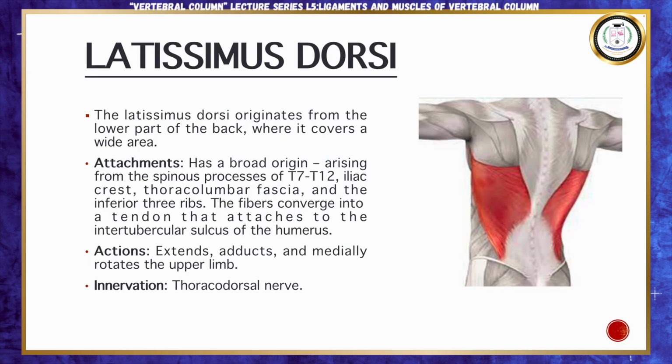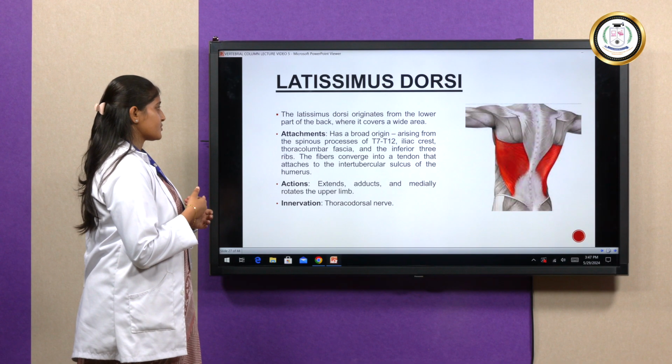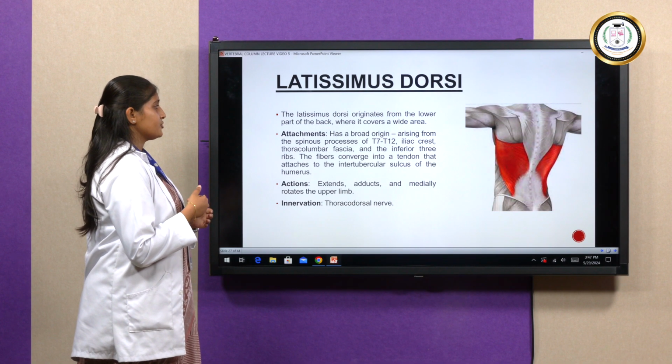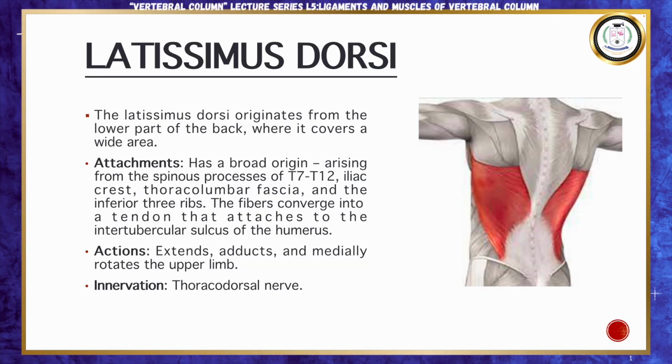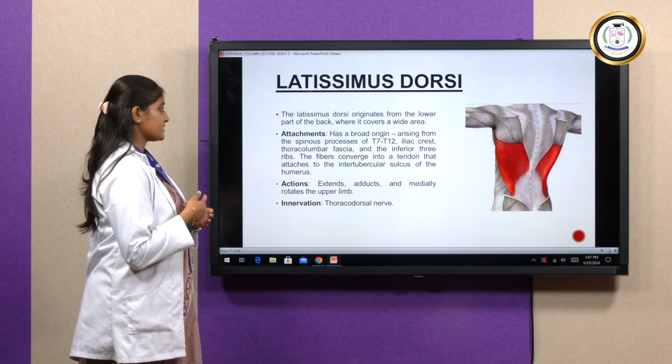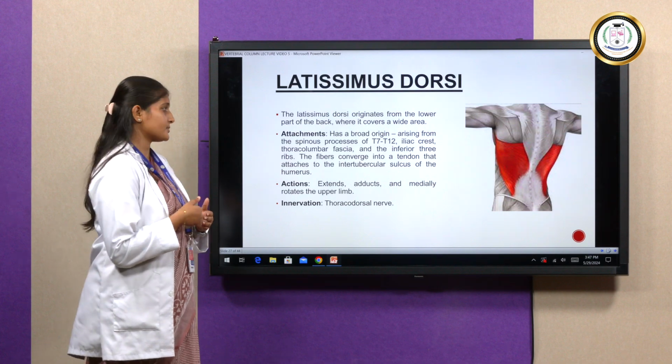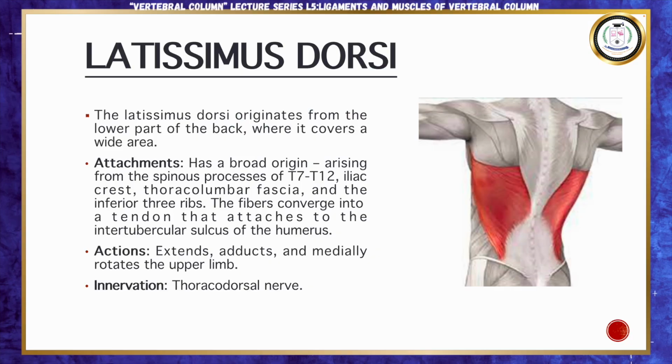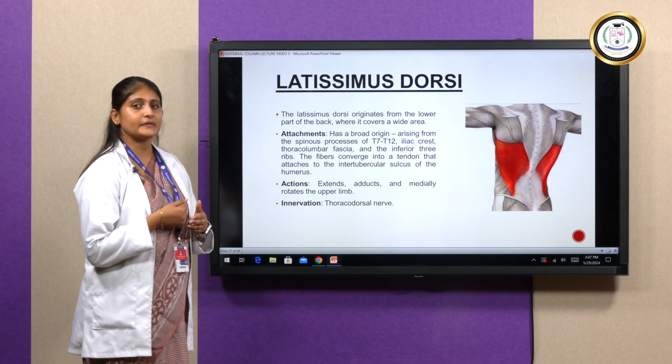Next we have another big muscle called latissimus dorsi. It is one of the biggest muscles. It originates from the lower part of the back, where it covers a wide area. It has attachments from the T7 to T12 spinous processes, iliac crest, thoracolumbar fascia and inferior 3 ribs. All the fibers converge into a tendon that attaches into the intertubercular sulcus of the humerus. It receives its nerve supply from the thoracodorsal nerve. The major action of the latissimus dorsi is to extend, adduct and medially rotate the upper limb.